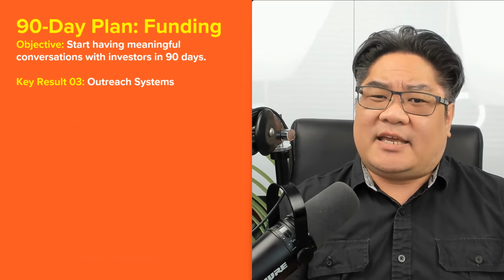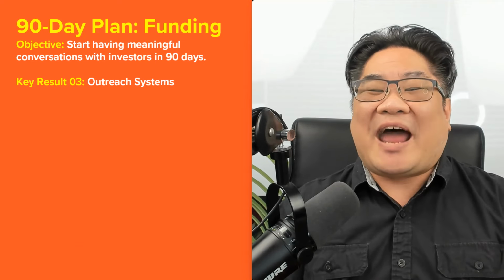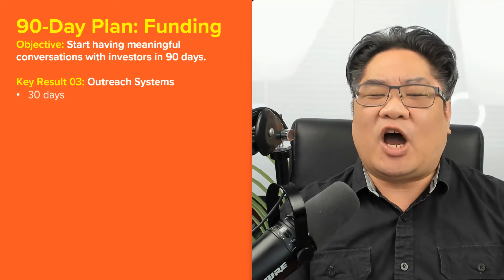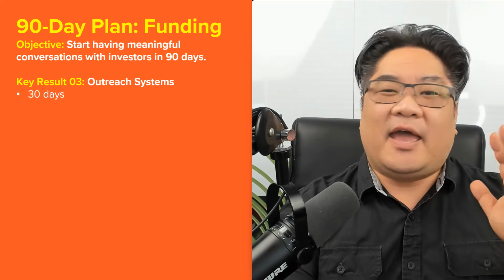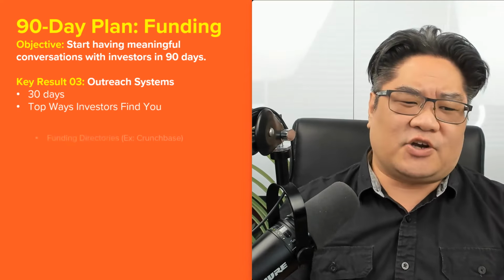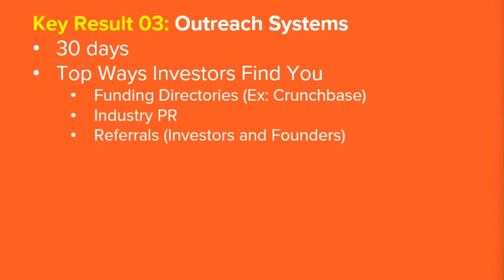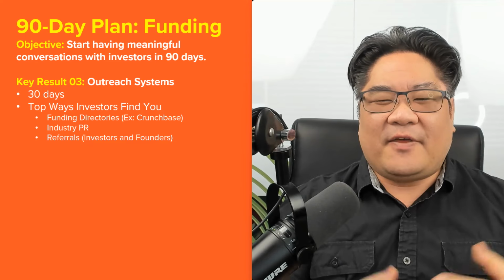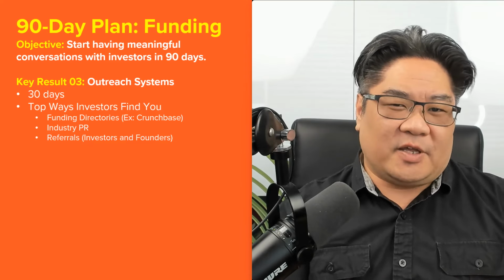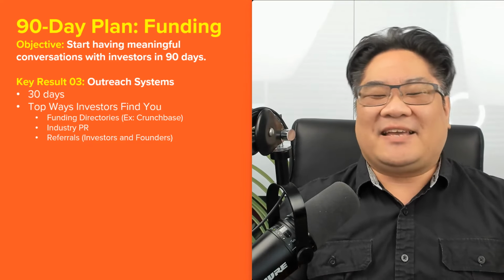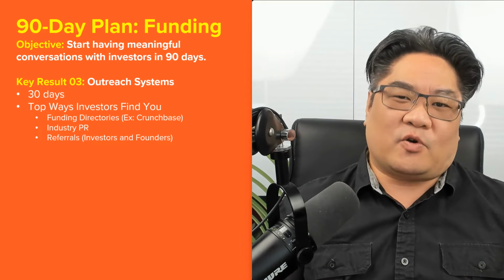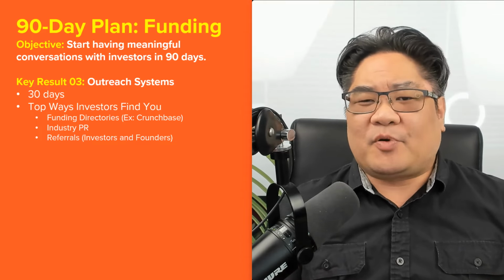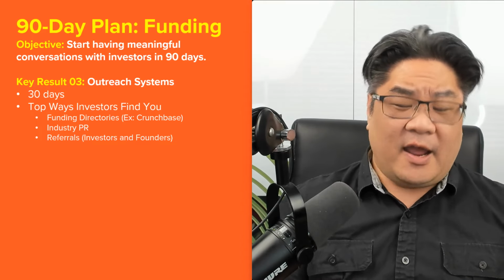All right, let's get to key result number 3, and that is your outreach systems. This is going to take another 30 days to fire up and get going as far as investor outreach is concerned. Here are the top ways investors find you. It's important to think about this because there are ways that you can get investors to come to you versus going out to them, and they are things like funding directories, example, Crunchbase, AngelList. If you've had a previous funding round, go list yourself over there. They'll find you. Trust me.